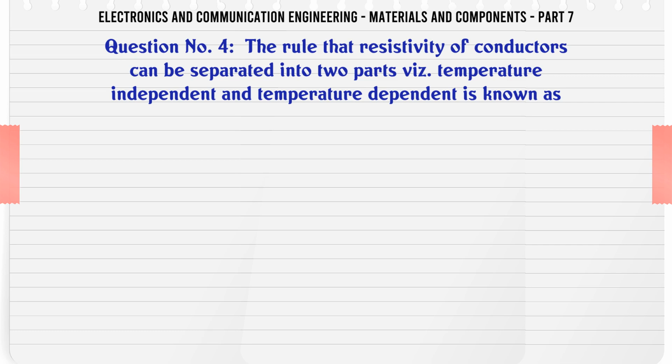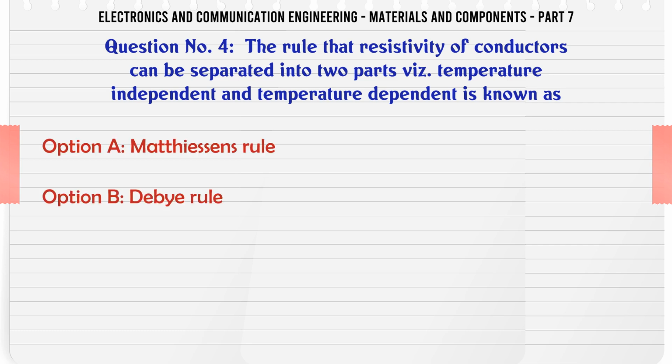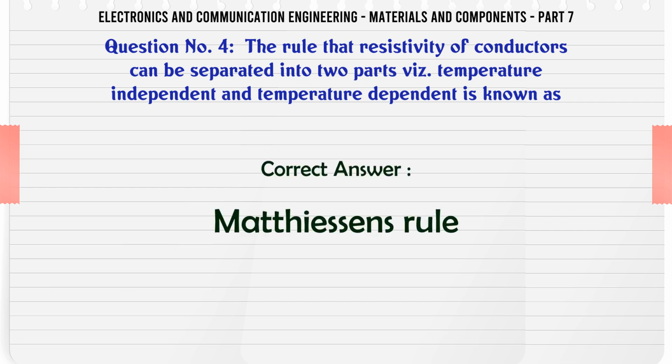The rule that resistivity of conductors can be separated into two parts, viz. temperature-independent and temperature-dependent, is known as A. Matthiessen's rule, B. Debye rule, C. Curie rule, D. Ohm's rule. The correct answer is Matthiessen's rule.